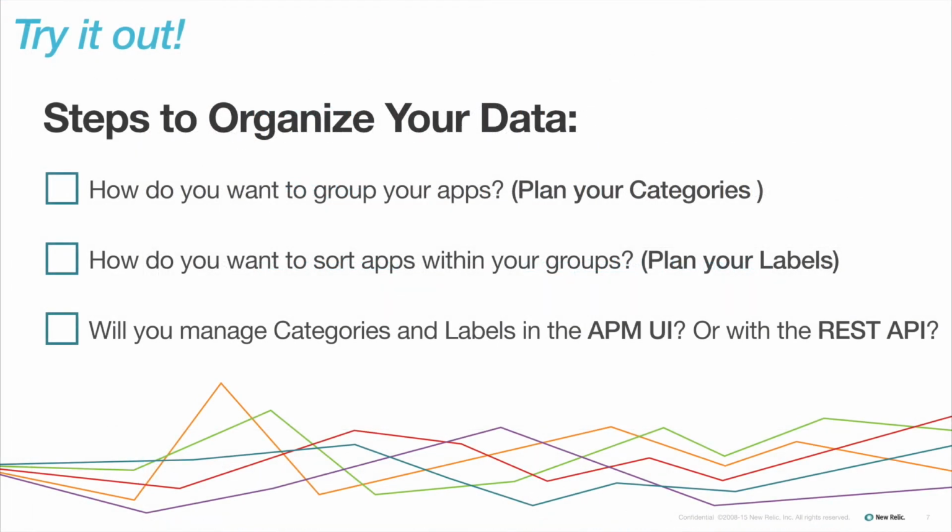Now that you know how to organize your APM data with categories and labels, take a moment to plan out how you want to group, sort, and filter your apps. Identify the categories and labels that you will need to add or create, and then try it out.